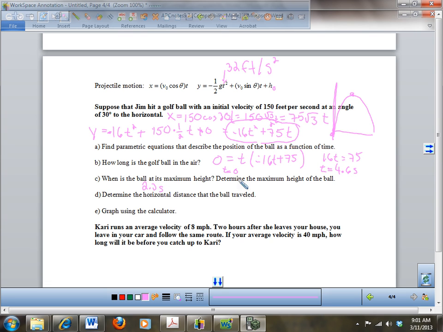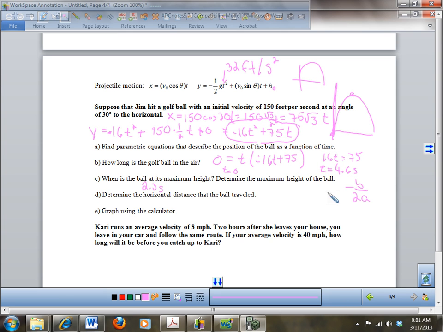Do we need to know how to find the maximum height if we don't already have how long it would be? Yeah, you could use negative b over 2a. That would give you the time at the vertex. So if it didn't start at 0, like if you were hitting off a platform, then you would have to use negative b over 2a.